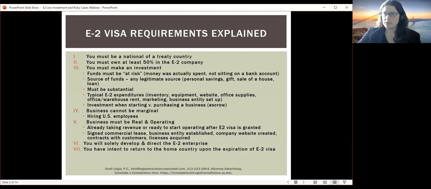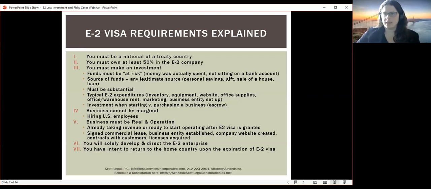If you're an individual investor, you need to own at least 50% in the E-2 company. You also must make an investment, and there's a few different parts to this requirement. The first is that you have to have a legitimate source of funds for your investment. This can be any legitimate source: personal savings, a gift, sale of a house. If you take out a loan, a personal loan that's collateralized by your personal assets or is unsecured, this could also work. These funds actually have to be at risk and irrevocably committed.